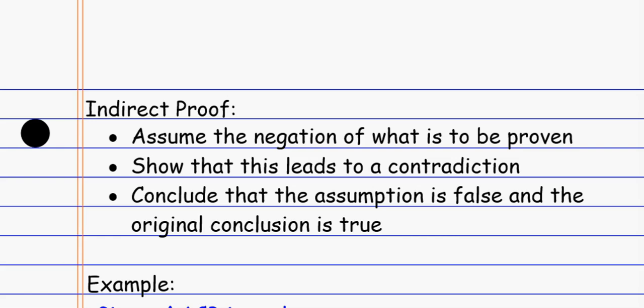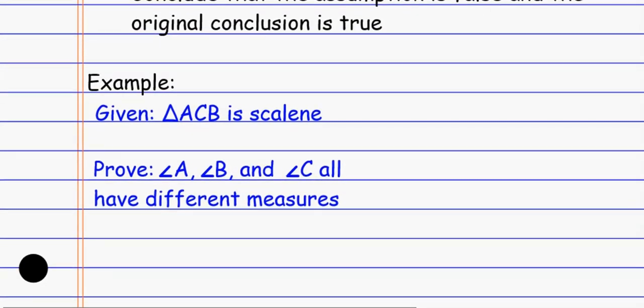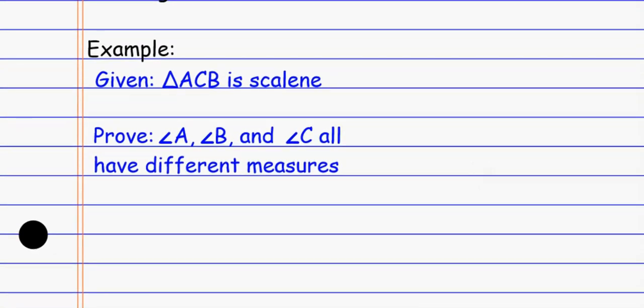Well, it means the other thing must be true, okay? If the opposite is false, then the original must be true. That's the idea behind indirect proofs, okay? We assume the opposite, we get a contradiction, which means the thing we assumed is false, the opposite must be true, okay?